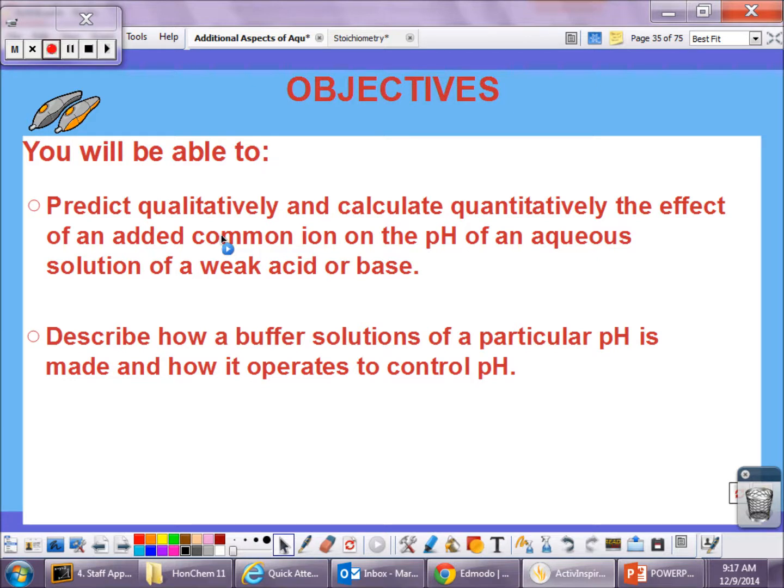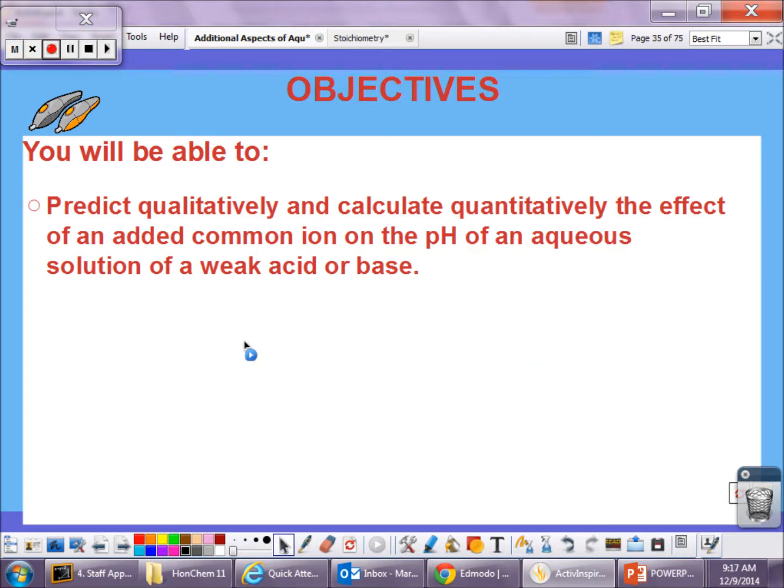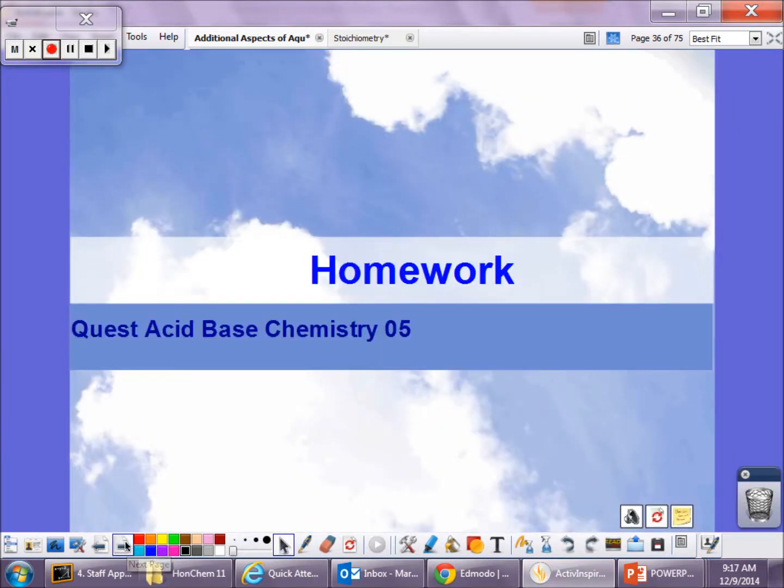We will describe how a buffer solution of a particular pH is made and how it operates to control pH. You have learned since last year a buffer is a substance that resists a change in pH.